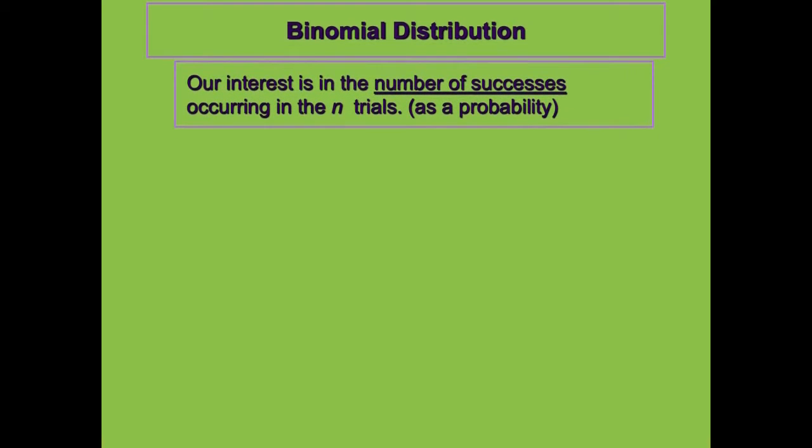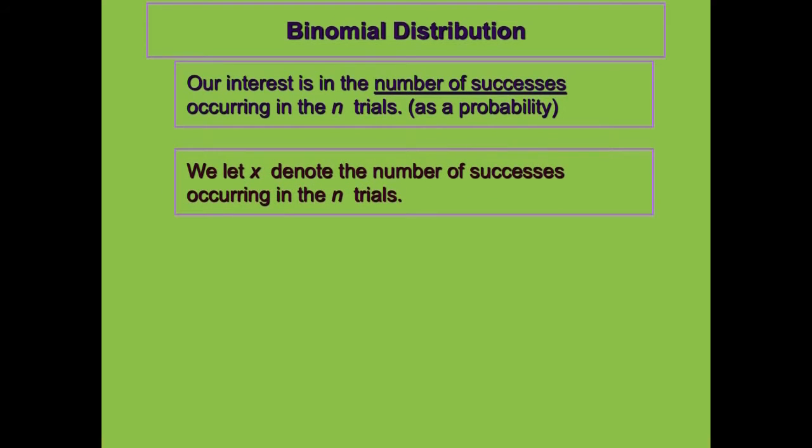So in a binomial distribution, our interest is in the number of successes occurring in the n trials that we're going to go through, and we're going to express our answer as a probability or a decimal that could easily be changed to a percentage. We're going to let x denote the number of successes occurring in the n trials.